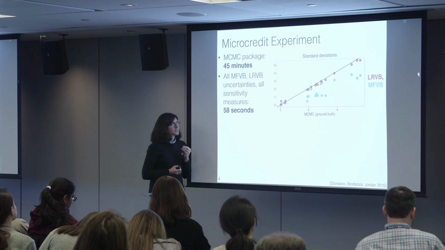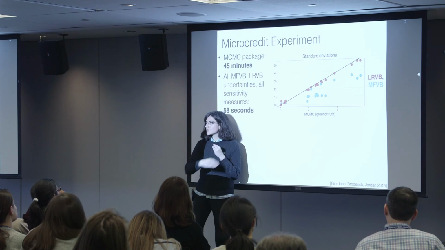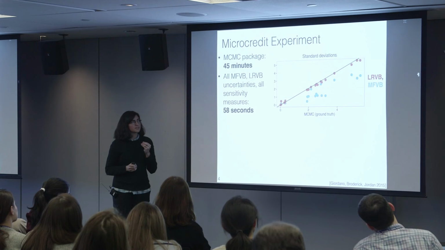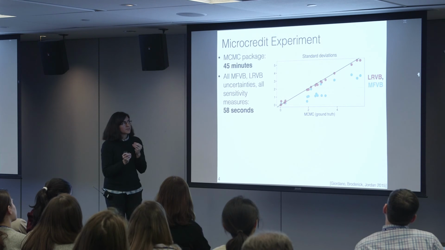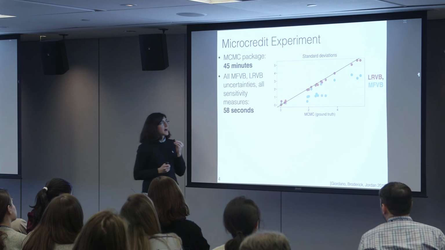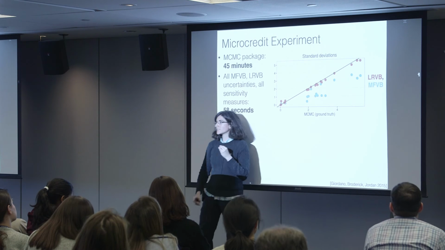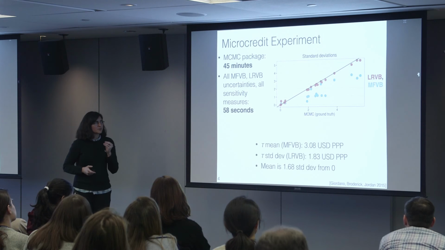Okay, what are we seeing here? So we're comparing our LRVB estimates of the posterior means to the MCMC estimates. And we're also comparing the MFVB estimates. So each point is a parameter in the model. Red is LRVB, blue is MFVB, and x equals y is the black line. And so you can see that mean field variational Bayes is systematically underestimating the uncertainties, the standard deviations in this case, whereas linear response variational Bayes is getting them right.